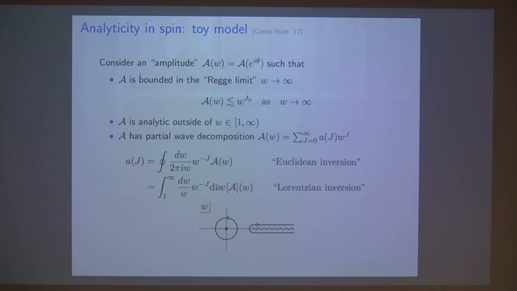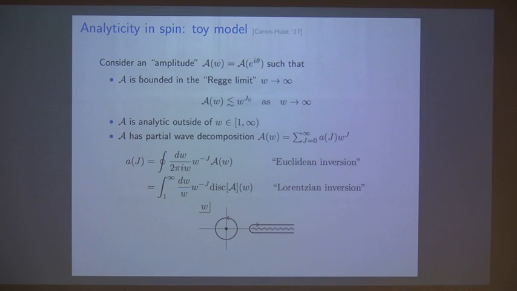And the way to go from the Euclidean inversion formula to the Lorentzian inversion formula is to just deform the contour into a Lorentzian regime. So we start with an integral over this circle surrounding the origin in the Euclidean inversion formula. We instead deform the contour out towards infinity, so it wraps around the cut. And here, we use the fact that we have boundedness in the Regge limit to drop the arc at infinity. So dropping the arc at infinity, we're left with an integral just over the cut, in particular, an integral of the discontinuity of the amplitude over the cut.